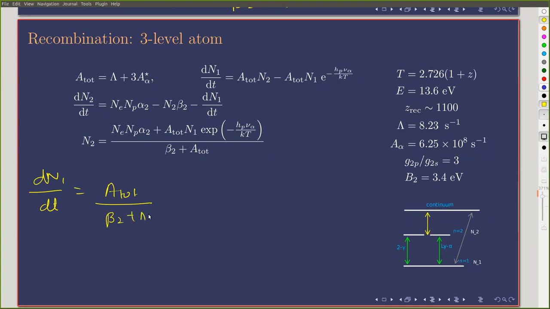So to solve these two differential equations, we assume that dN2/dt is 0, and then we are calculating N1 using N2. Yes. So is there any validation, any result which validates our assumption, or are we just assuming that it's 0, or is there physics behind it?